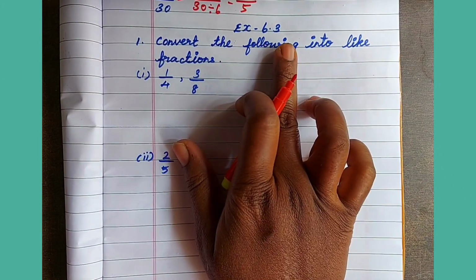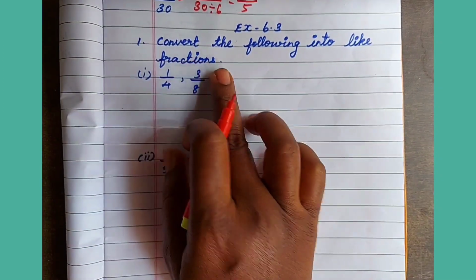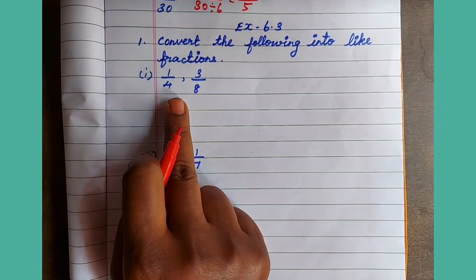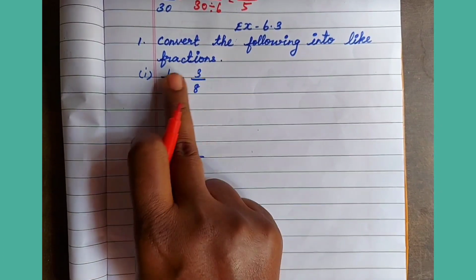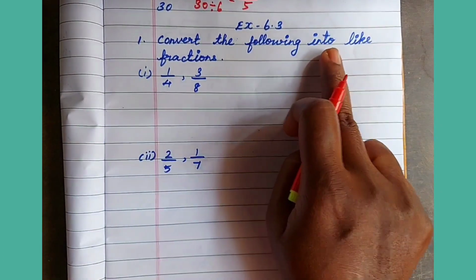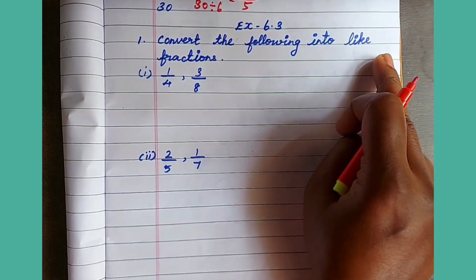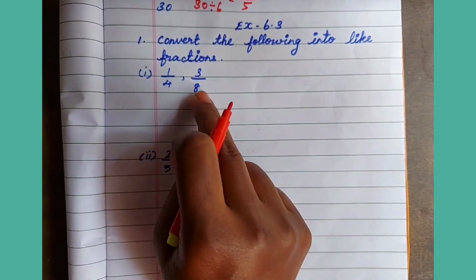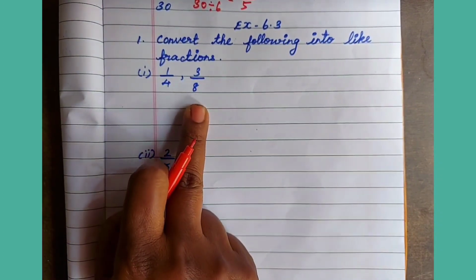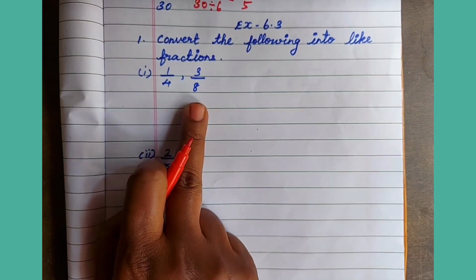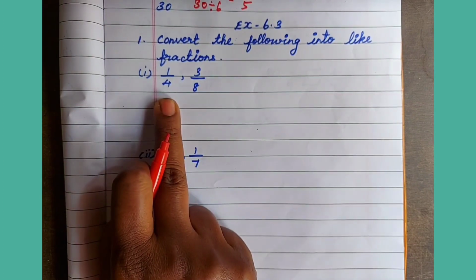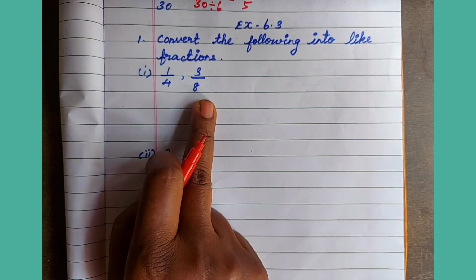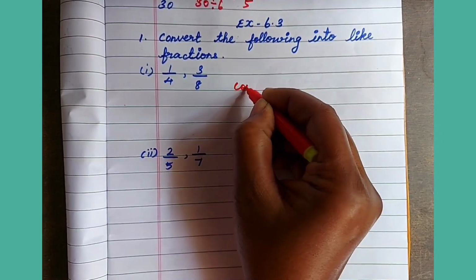Exercise 6.3 sums. First one, convert the following into like fractions. First question, 1 by 4, 3 by 8. Two fractions are given. We have to convert them to like fractions. We already know that like fractions mean we have to find the same denominator. The given fractions have denominator values 4 and 8. So 8 is twice of 4.